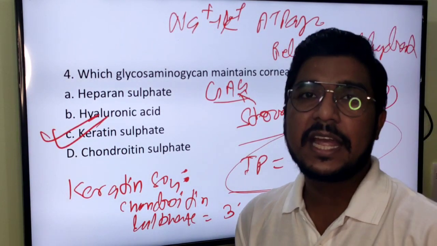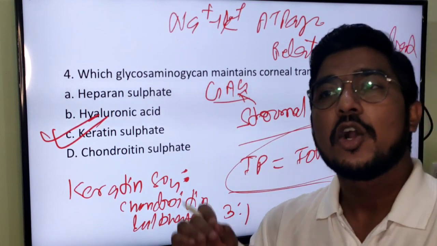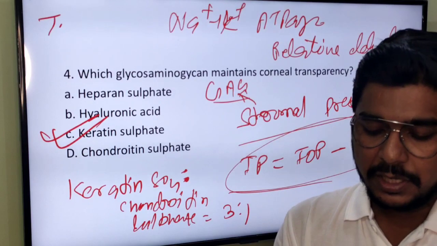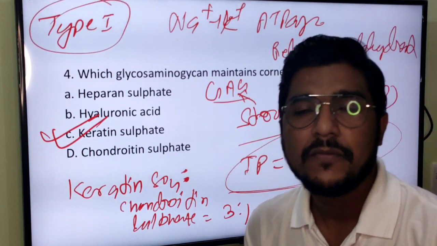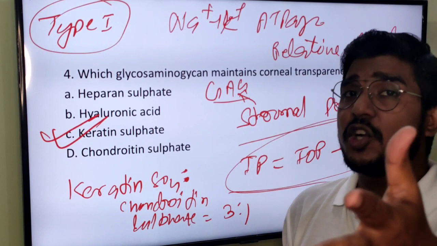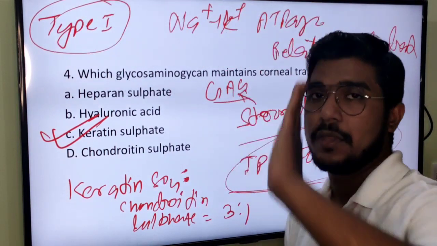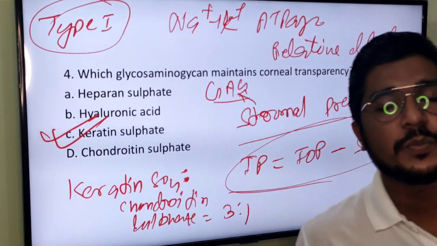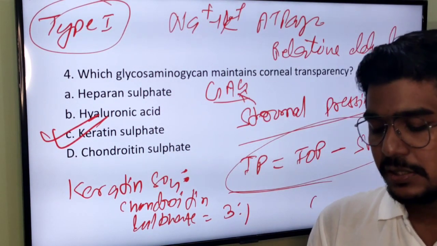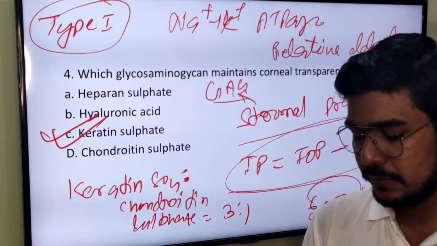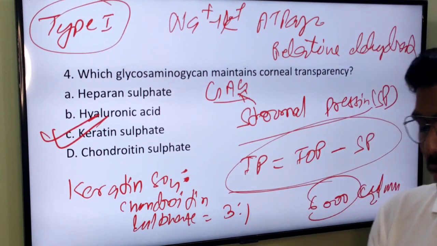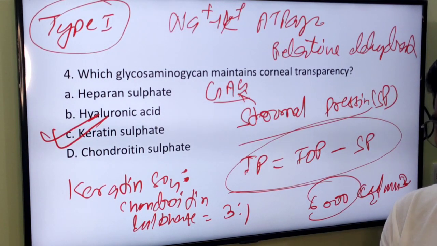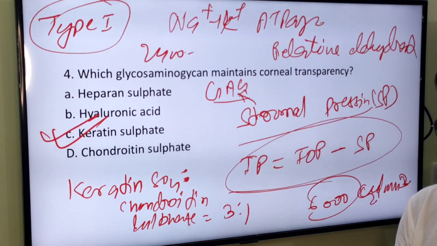One more important question they can ask you: which is the most common collagen present in the stroma, epithelium, Bowman's membrane? The answer will be type 1. However, type 5 is also present, type 4 is also present, type 6 is also present, but the most common is type 1. The third thing is that the number of endothelial cells present at the time of birth is 6,000 per cubic millimeter, but the normal endothelial cell count is only 2400 to 3000.